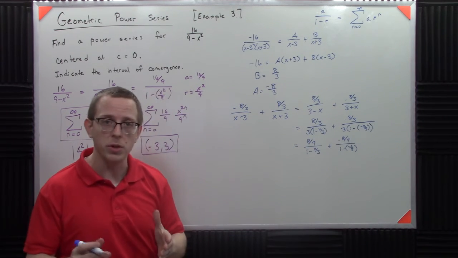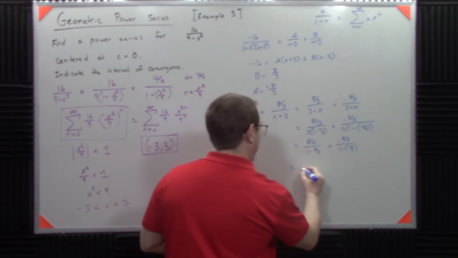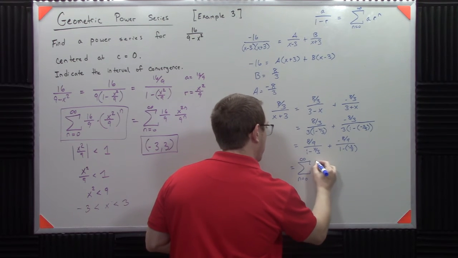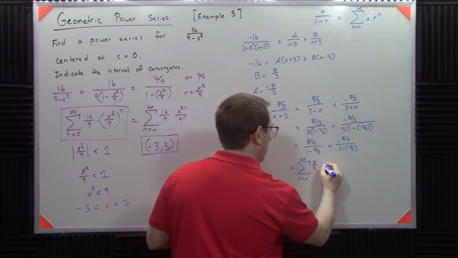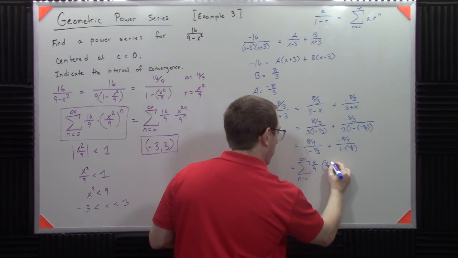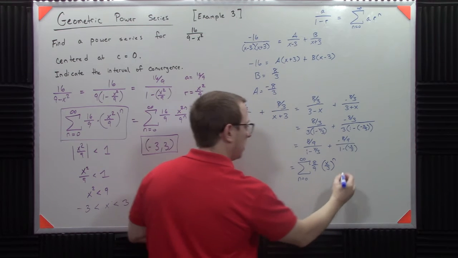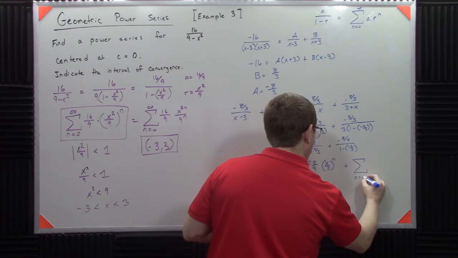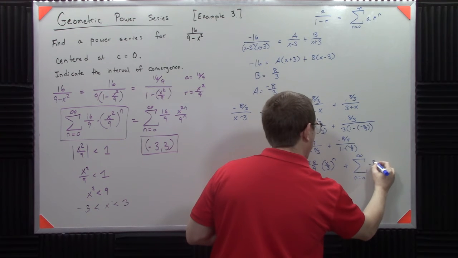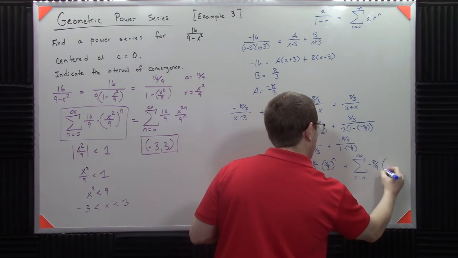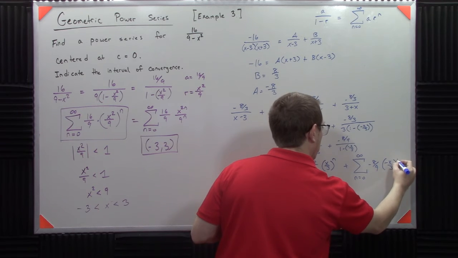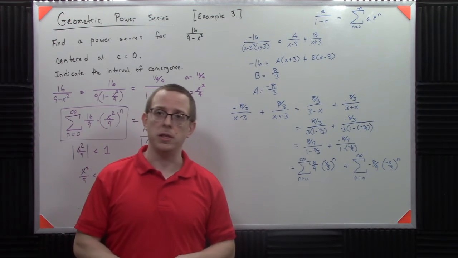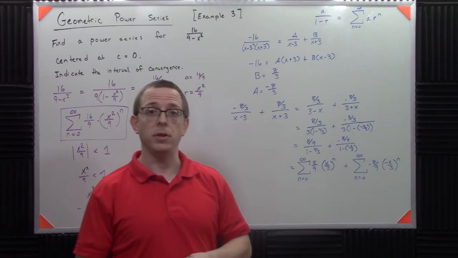So I get two power series here. I get the power series, n equals 0 to infinity, of 8/9 times (x over 3) to the n, plus n equals 0 to infinity of negative 8/9 times (negative x over 3) to the n. So now I actually have two power series that I have to contend with.